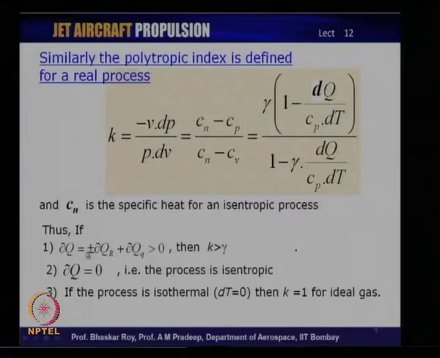Thus, we say that if delta q is equal to plus or minus delta q r plus delta q q, and if that is greater than 0, that means the net heat going into the system is greater than 0, then the polytropic index k would be greater than gamma. If delta q is 0, then it is an isentropic process and k would be equal to gamma. If the process is isothermal, then the value of k is 1 for ideal gases, and this is what we saw in one of the earlier PV diagrams. So, this is what comes out from the definition of polytropic index as it is used for gases, ideal or real, in various cycle analyses of engines.